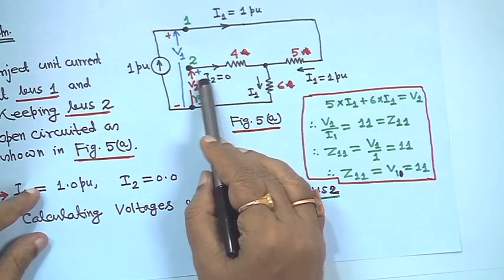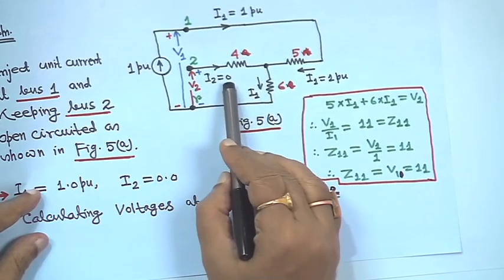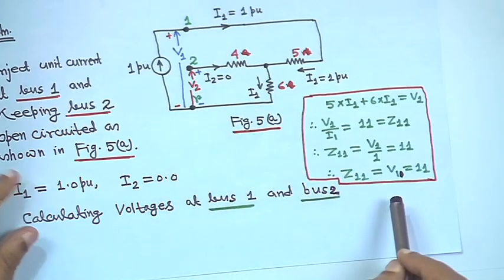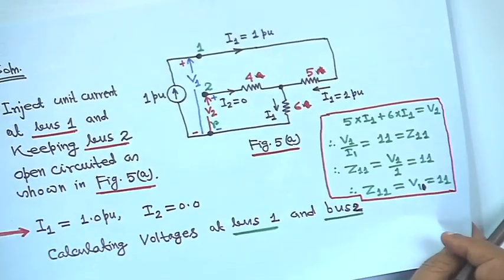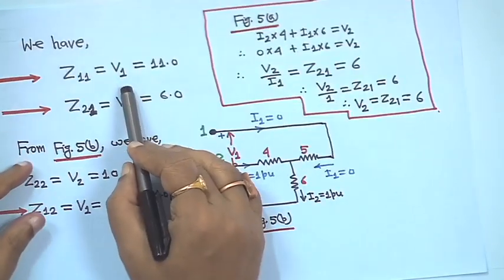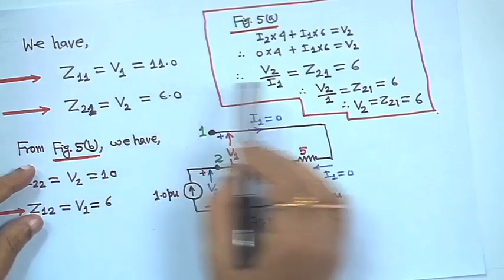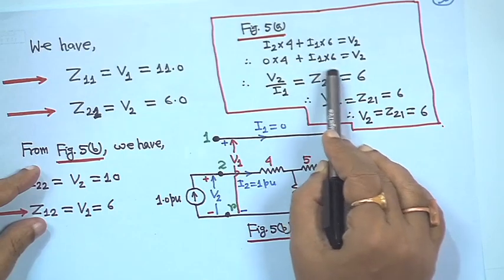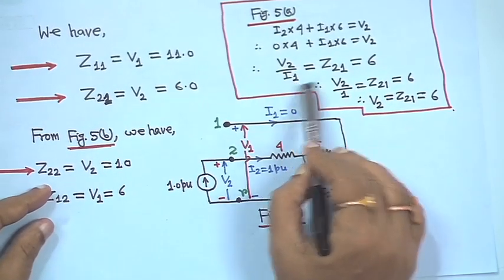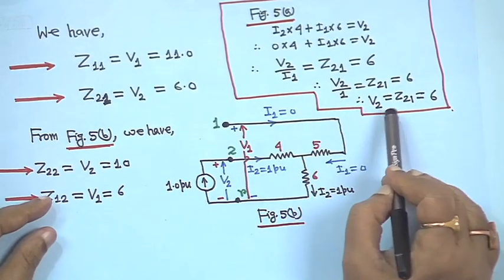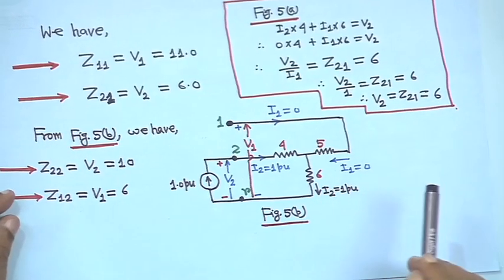Similarly, in this loop you apply KVL. So I2 is 0, 0 into 4 plus I1 into 6 is equal to V2, right. This I have written on the next page. That means Z11 we got is 11, V1 upon I1 with I1 being 1 per unit. In the second case, I2 is 0, 0 into 4 plus I1 into 6 is equal to V2, and V2 by I1 is equal to Z21. So Z21 is equal to 6, because I1 is 1, that means Z21 is equal to V2, that is equal to 6, right.